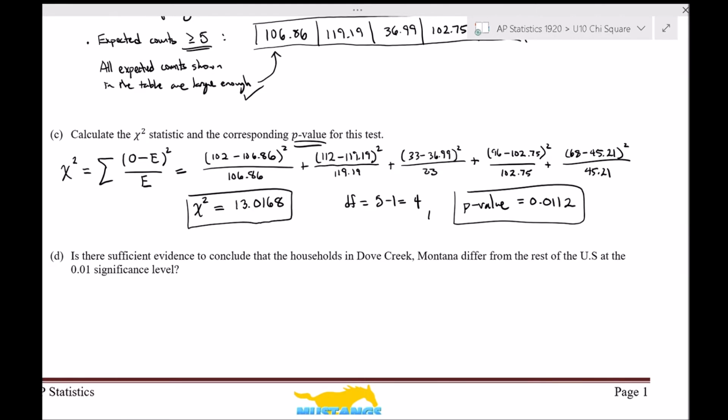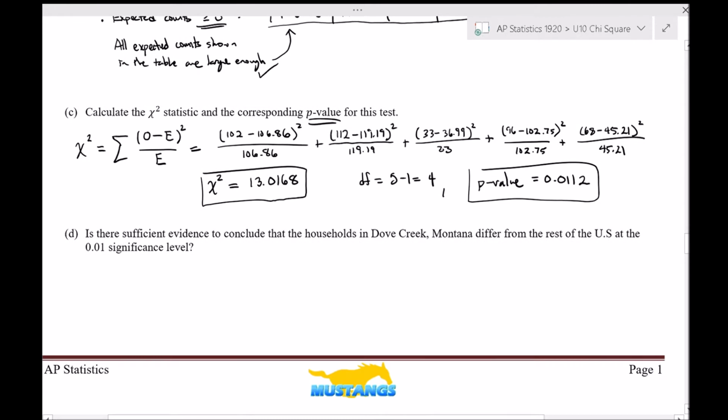Letter D. Is there sufficient evidence to conclude that the households in Dove Creek, Montana differ from the rest of the U.S.? At the, okay, so they gave us a significance level, so there's a definite yes or a no. If they didn't give us a significance level, this can go one of 2 different ways depending on what you choose for your alpha level. So in this case, they're forcing me to choose 0.01, and I have to say no. There's not enough evidence for me to conclude that the households in Dove Creek, Montana differ from the rest of the U.S.